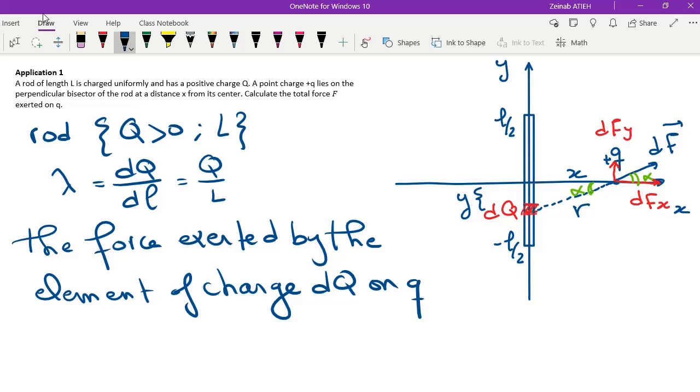Don't choose it in the middle, because the middle is usually a special case. Choose it anywhere, or at the ends. Choose, for example, an arbitrary dq because you're going to integrate. Okay, I've chosen dq, which is a small element.